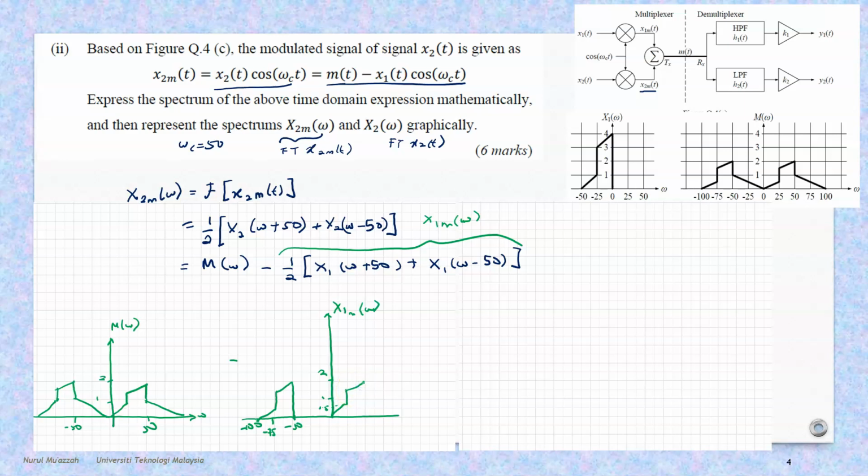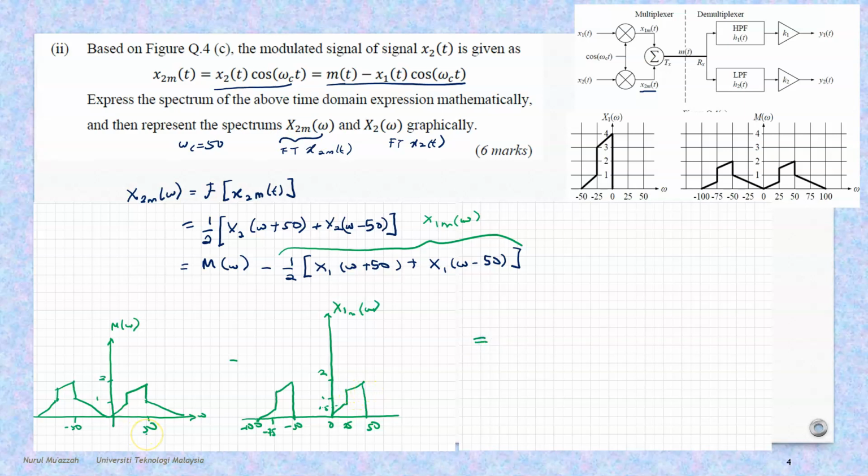Okay, it goes down. So basically the point here is negative 50 plus 50 is 0, negative 25 plus 50 is 25, and 0 plus 50 is 50. So this is x1m omega. Okay, but we have not answered the question, because the spectrum that the question wants here is x2m omega. So m omega minus x1m omega.